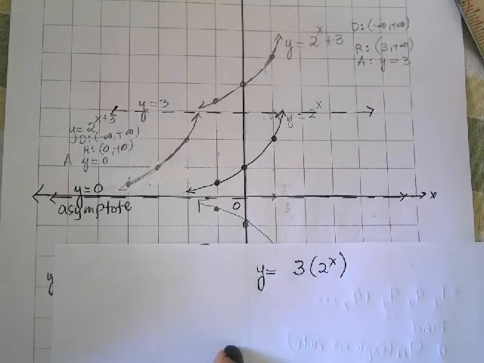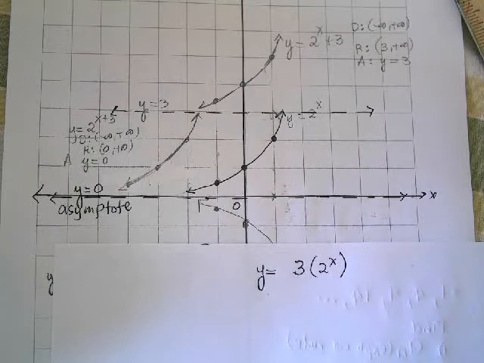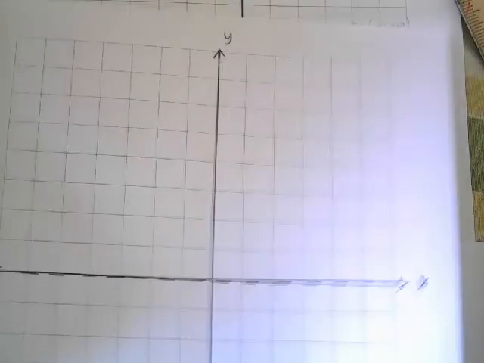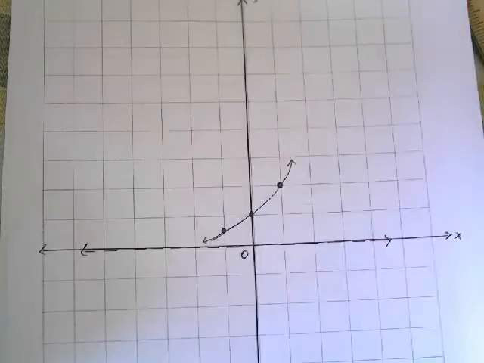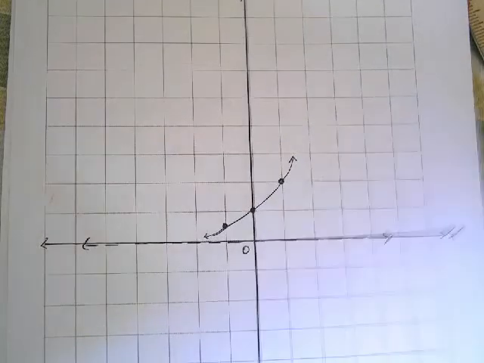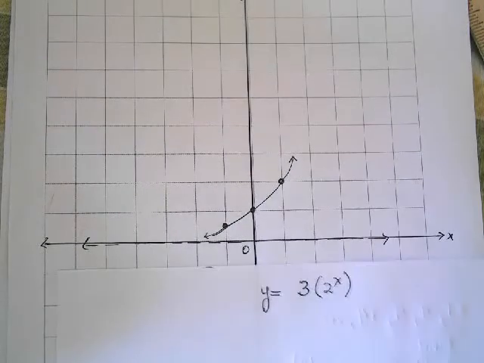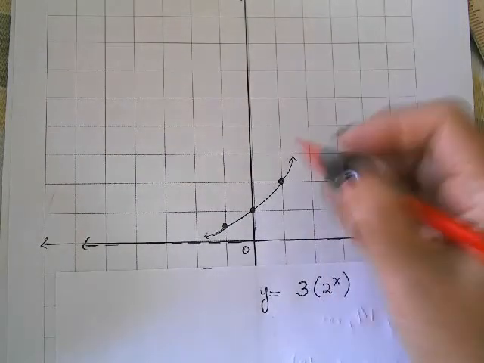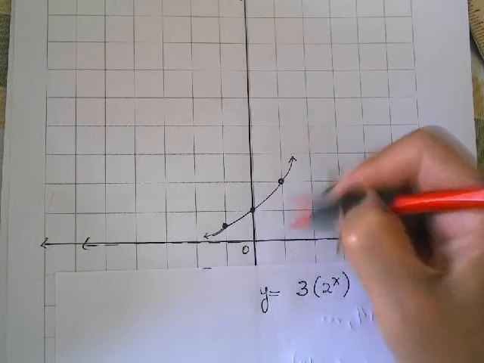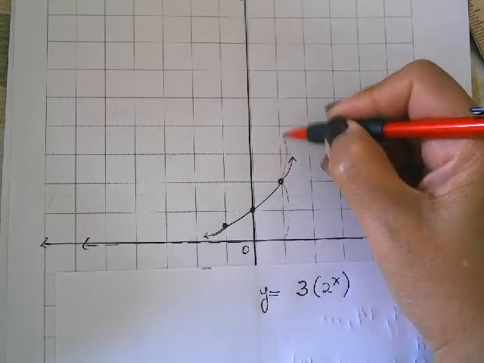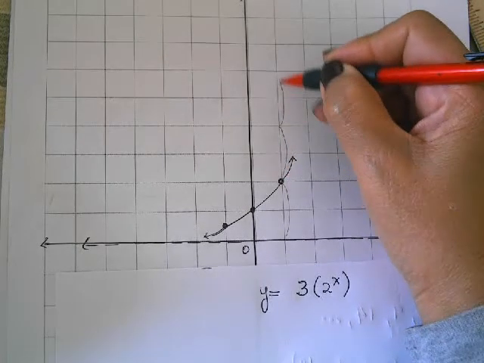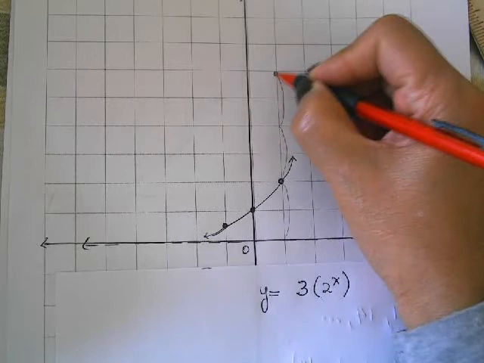Let me just get a new one because it's going to be too crowded there. So let's start here, with the parent graph. So that is our parent graph. Let's start. We're going to stretch this vertically by a factor of 3. So this is 1, that's 1 distance. 2 and 3. That is stretching vertically.